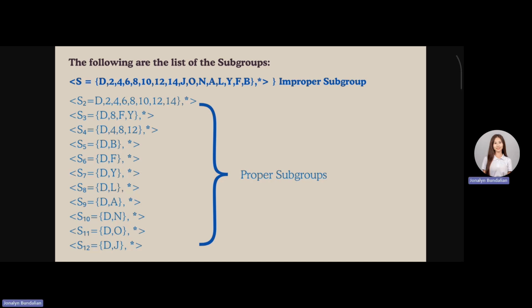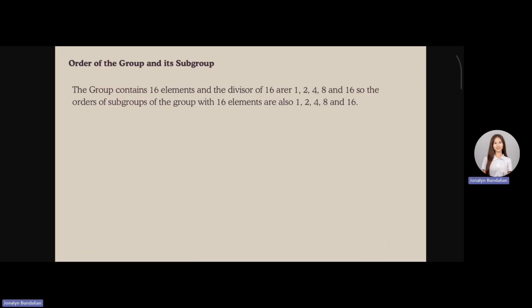S sub 10 is equal to {D, N}, S sub 11 is equal to {D, O}, S sub 12 is equal to {D, J}. So for our S sub 13 is equal to {D}, the trivial subgroup. So the order of the group contains 16 elements. The divisors of 16 are 1, 2, 4, 8, and 16.